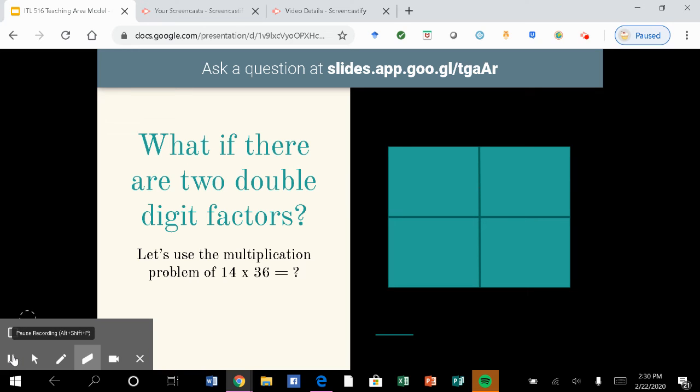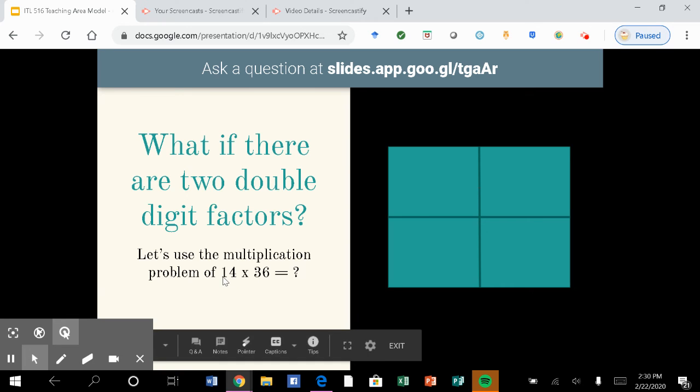Our last example we're going to look at here for today is, what if we have two double-digit factors? So we're going to set up a problem such as 14 times 36. Now, both of these numbers have a 1 and a 10 in them. So we have to split them both apart to be able to calculate all the possible partial products.